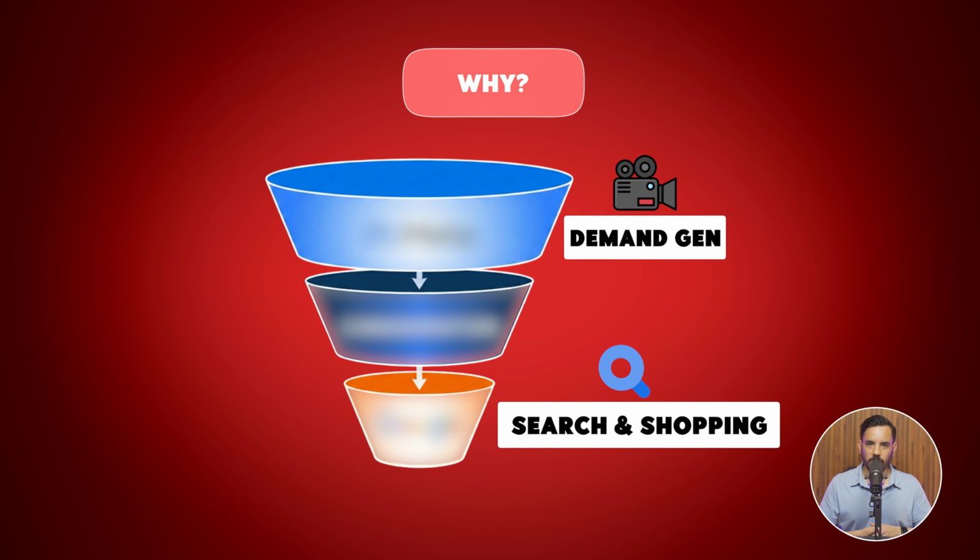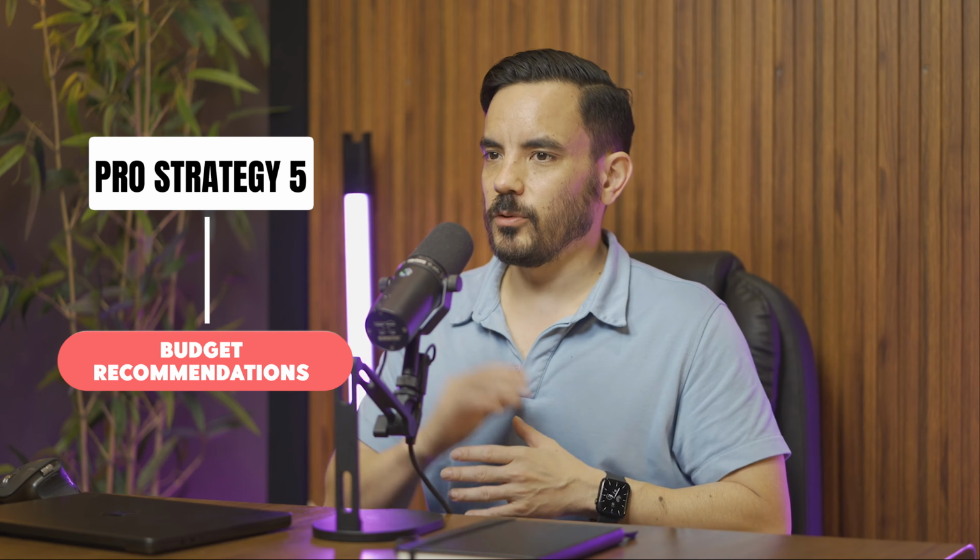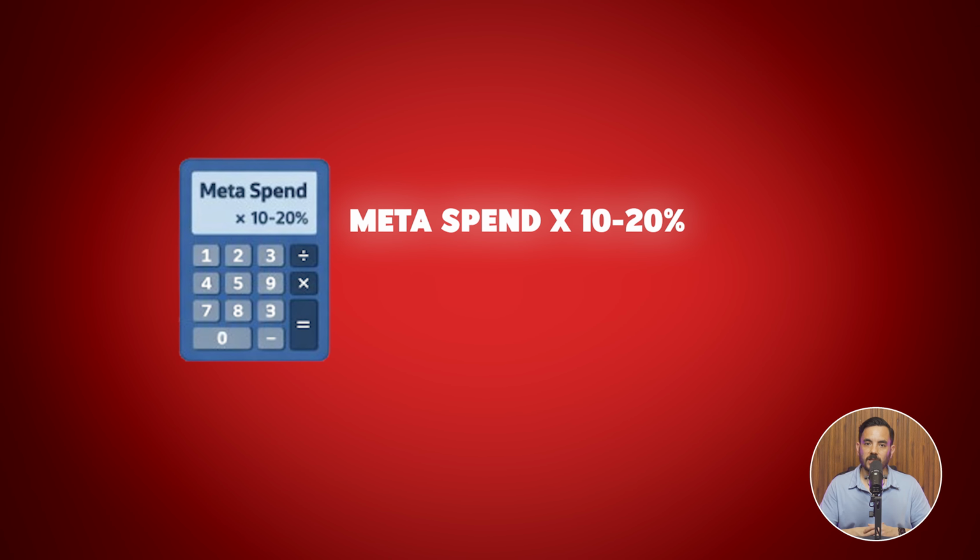Strategy number 5, budget recommendations. Here's my rule of thumb for a starting budget. 10 to 20% of your current Meta ads monthly spend. So if you're spending $50,000 per month on Meta, budget $5,000 to $10,000 per month for demand gen testing. If you're spending $100,000 on Meta, budget $10,000 to $20,000 for demand gen testing. Now, I wouldn't go much less than $5,000 as a minimum for demand gen, so if you are spending less on Meta, you might just need to use that as your starting budget.